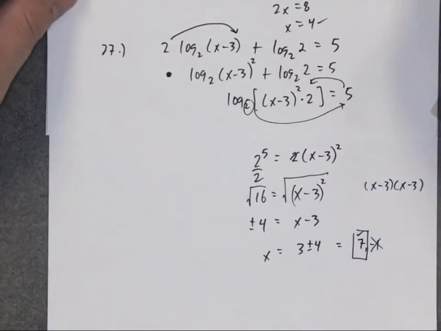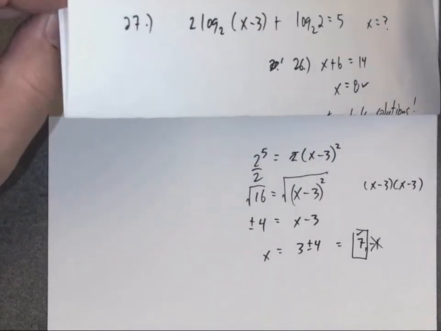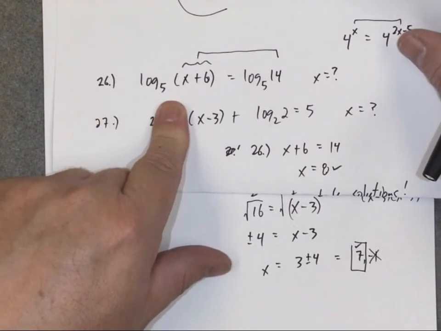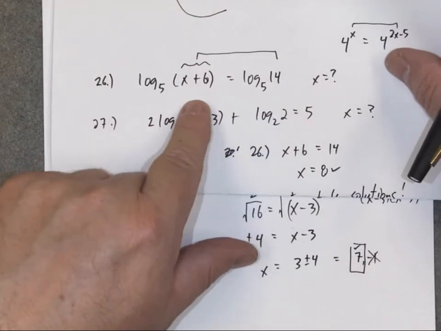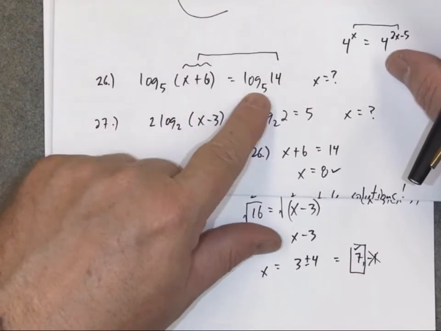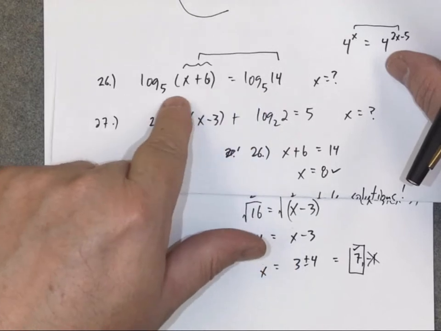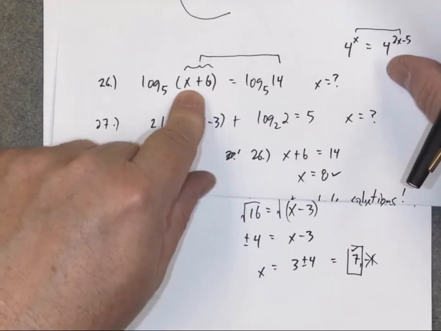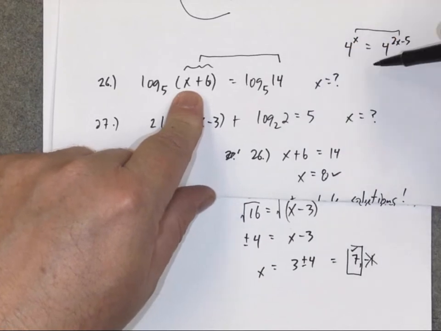So let me summarize this again. Log equations. 26, all the terms are log terms. Right? And in this case, a log term equals a log term. You can just set the stuff inside the logs equal to each other.